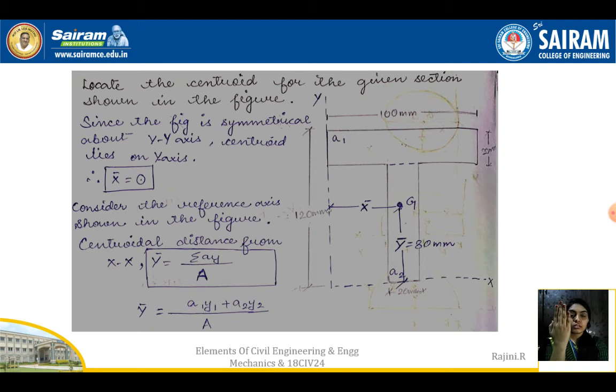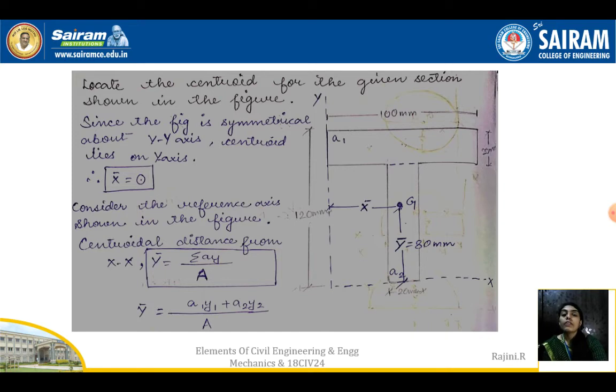For example, you are seeing the figure. If you fold the figure in the y-axis, it is exactly half. If you fold the figure in the x-axis, it is not symmetrical. If it is not symmetrical, you have to find it with the formula. But if it is symmetrical, like folding the figure in the y-axis, it is exactly symmetrical. So the dimension is 100, so the answer will be 50. If it is not symmetrical, we have to locate the centroid for that. So, locate the centroid for the given section shown in the figure.